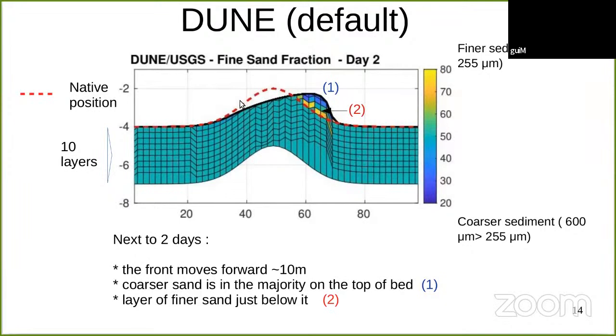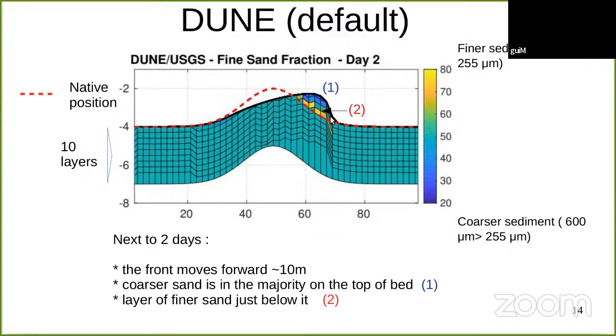As I showed for the 3D dimension in the introduction, this is for the 2D dimension. In red, you have the initial position of your dune, 2 meters, and you have your 10 layers there. And you see easily that you have a move of your front of 10 meters after 2 days. And for the color, it means that you have coarser sand in this place and below a thinner sand. Okay.